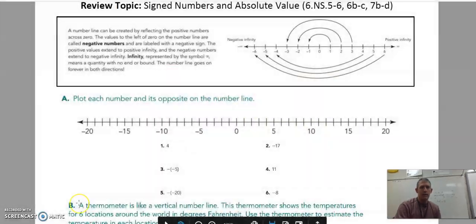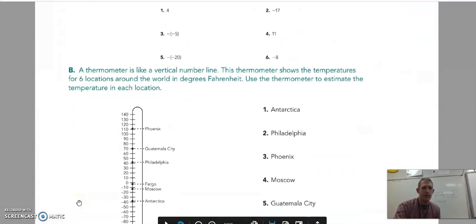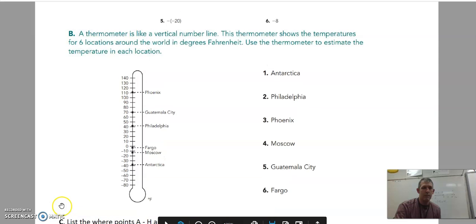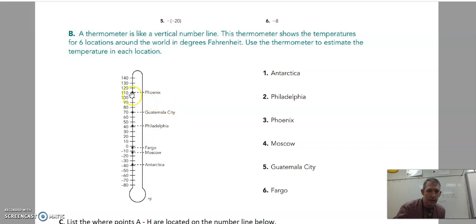All right, next. A thermometer is like a vertical number line. The thermometer shows the temperatures for 6 locations around the world in degrees Fahrenheit. Use the thermometer to estimate the temperature in each location. Okay, so let's take a look at Phoenix here. Phoenix is just above 110, so I would put for Phoenix about 111 degrees. All right, what about Guatemala City? It's right at 70, so I would put that at 70.